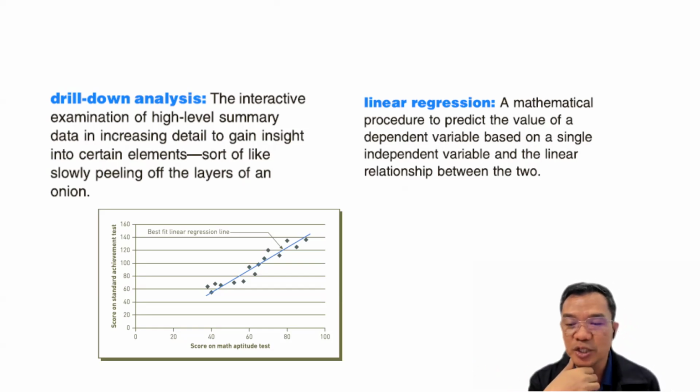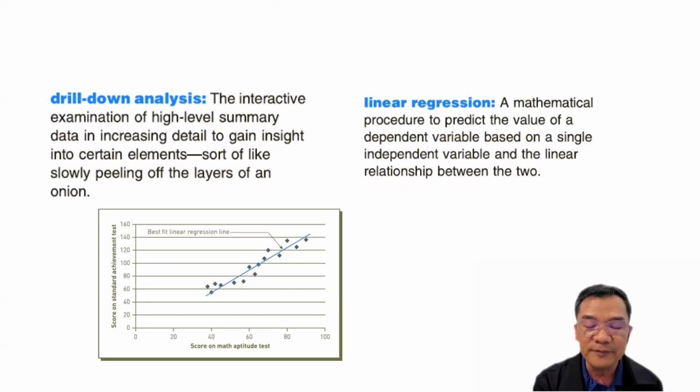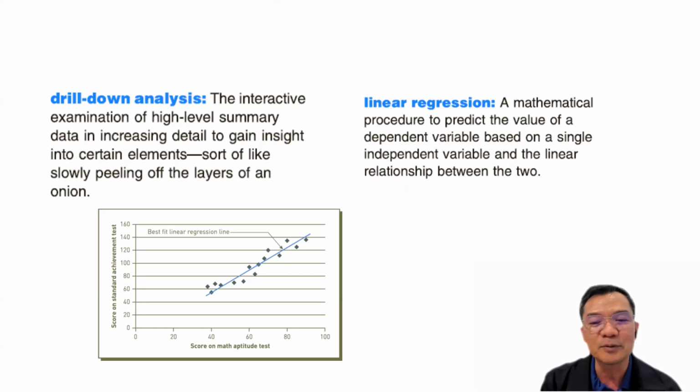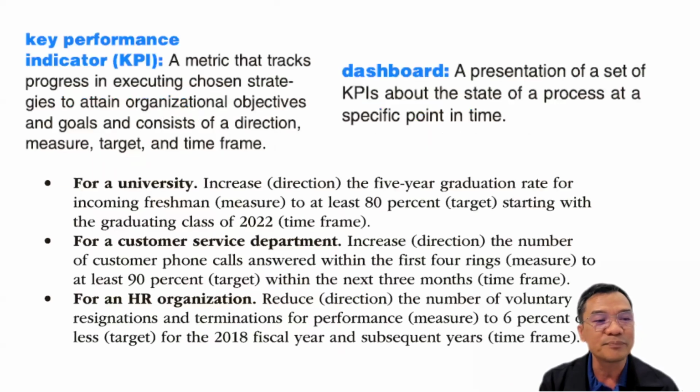Next is linear regression, a mathematical procedure to predict the value of a dependent variable based on a single independent variable and the linear relationship between the two. The graph illustrated below on this slide is a sample of a linear regression. And I'm sure you are very familiar with this as a business student. We can always linearly determine a regression between two variables in our research. Even during your college life, you might have done a linear regression if you had an activity related to linear regression or correlation.